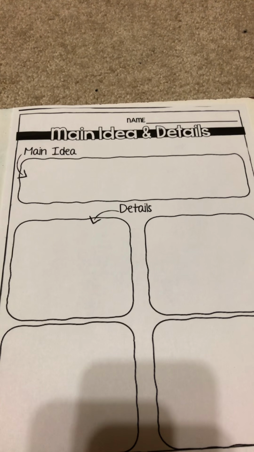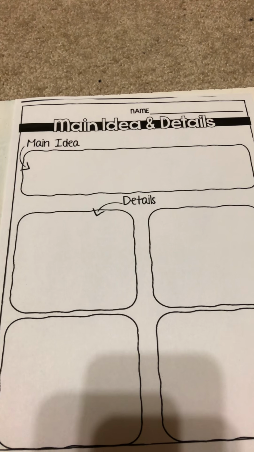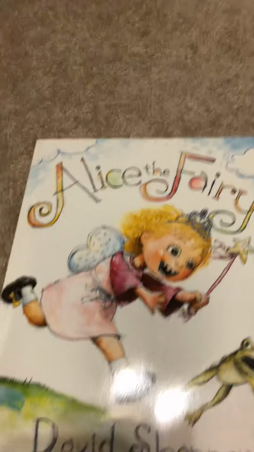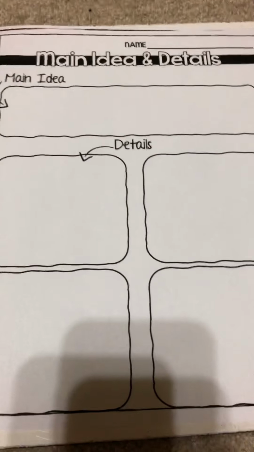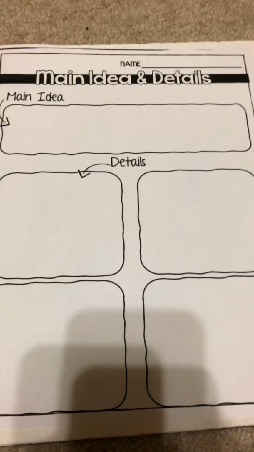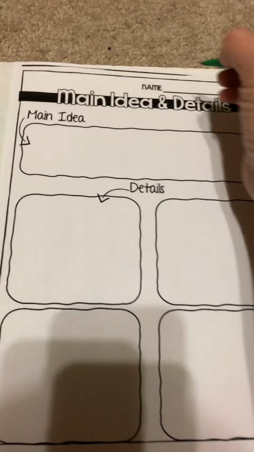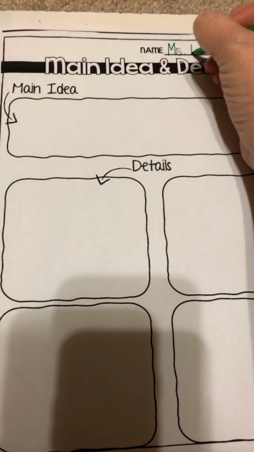Hi kids, I'm going to show you how to find the main idea and details in a story using Alice the Fairy by David Shannon as an example. So you're going to get a sheet that looks like this, and what do we always say? Name on your paper, first thing. Where does it go? At the top. So we're going to write my name right here, Ms. Hurst.